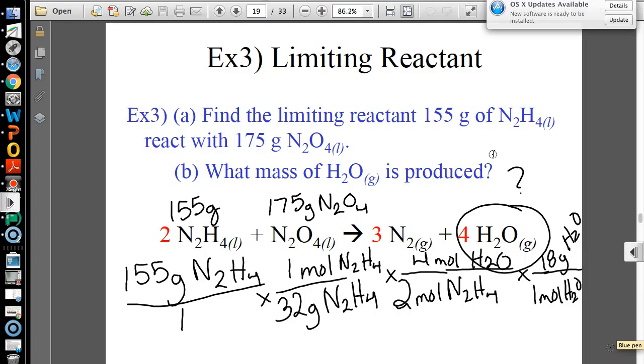This is my option 1, right? N2H4. And I'm going to go ahead and solve here. And so when I do that, I'm going to figure out how much water I can make from this 155 grams. And so I find out that I can make 174 grams of water. Now, I don't know if that's really how much water I can make. The other one could be smaller. So we have to do the other one too. So this is my first of 2 options.